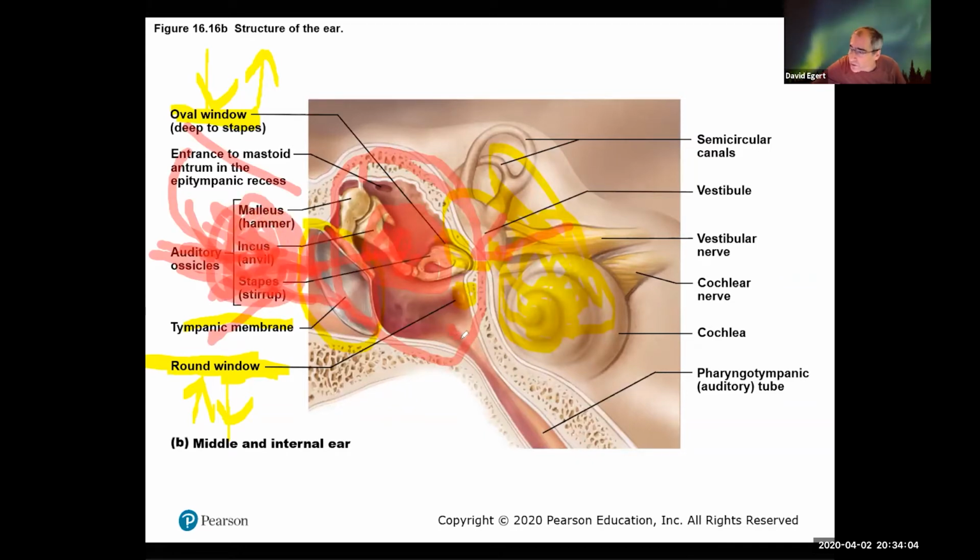And that is going to happen with what's called the pharyngeotympanic tube, or the auditory tube, or a much more common word for it is actually the eustachian tube.